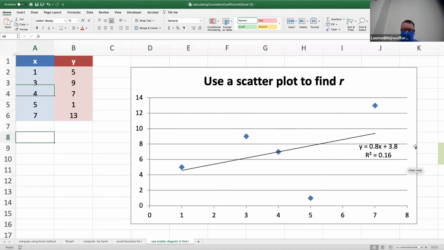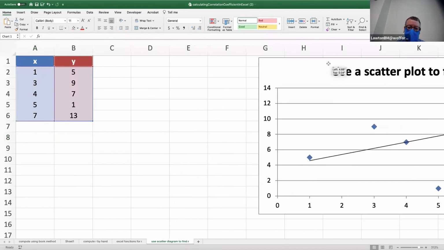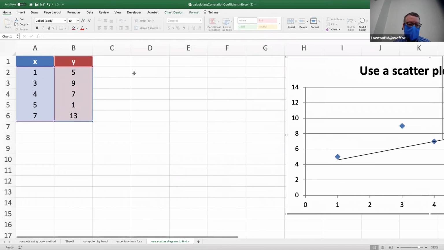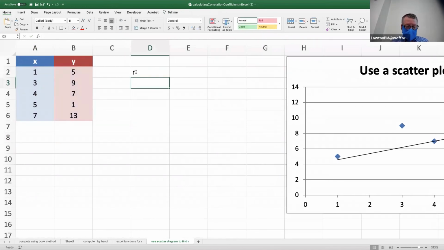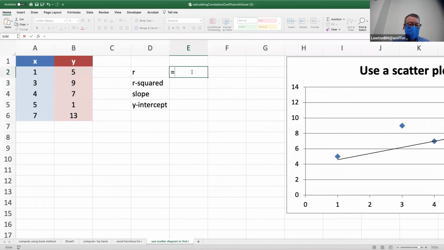Okay, so I've got my line, but it may be that I need my line to be a whole lot more precise than what the graph gives me. And so there's a very easy way to find all this. If I needed everything that I could possibly use here, so maybe I want r squared, I want to find the slope, and I want to find the y-intercept. Okay. R is easy. That was just =CORREL of the x's, comma, y's. R squared is just equal to square that.